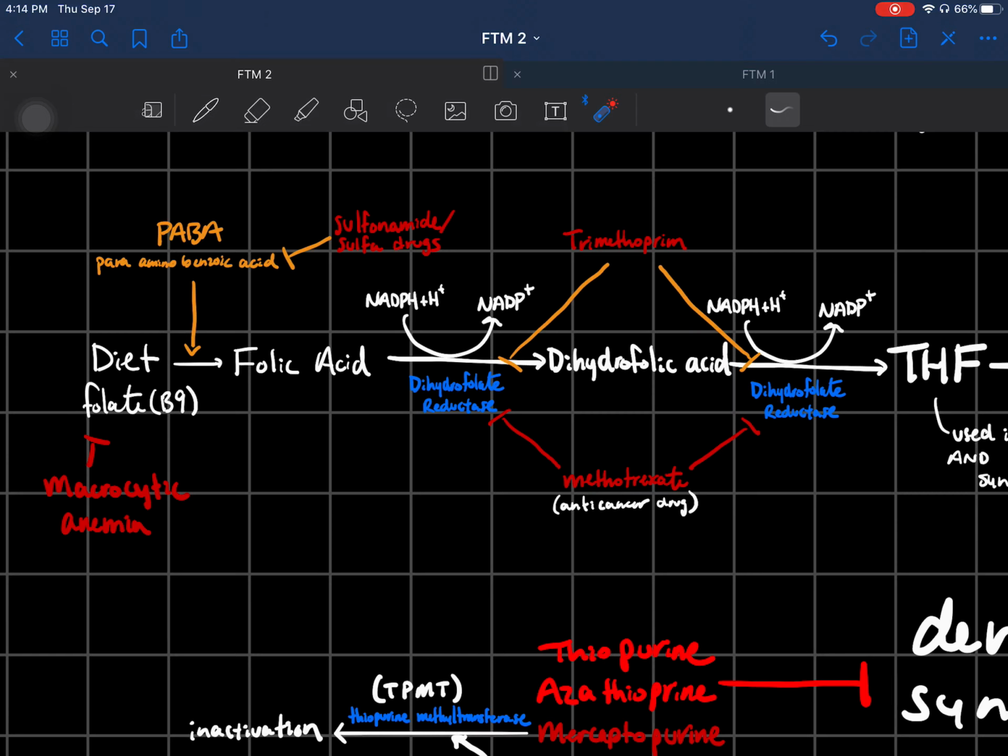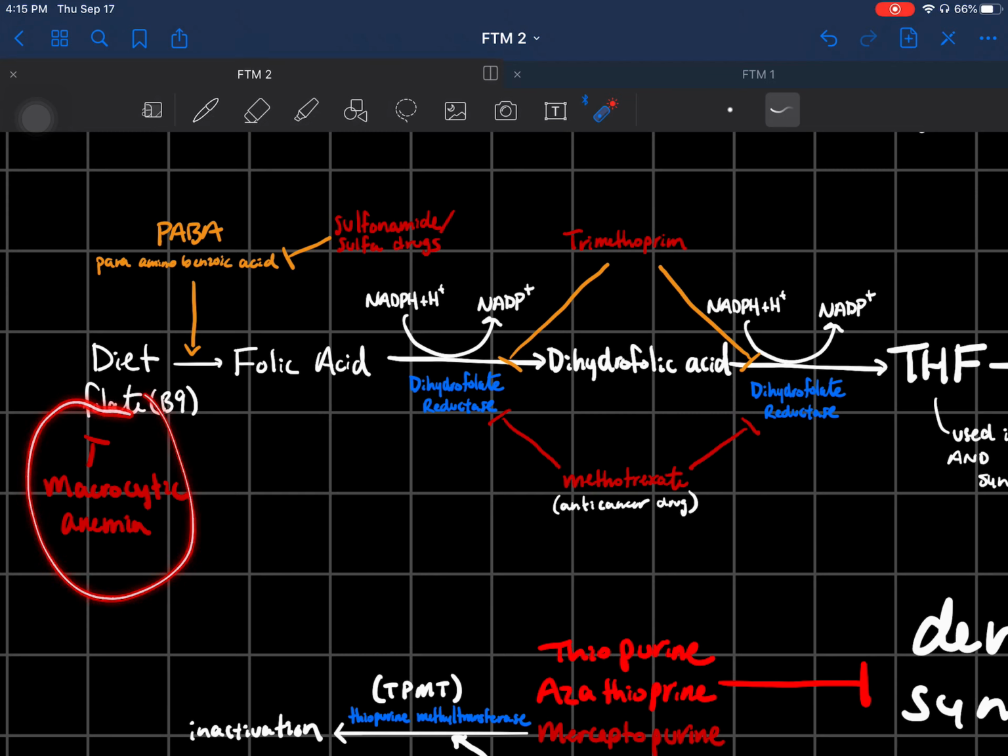Okay, and for prokaryotes, for bacteria, they can actually synthesize folic acid without the need of getting it from our diet, and they can do so by making this product called PABA, which is para-aminobenzoic acid, and it's going to be inhibited by sulfonamide or sulfa drugs. So if we look here, trimethoprim is going to be the inhibitor of the prokaryotic form of dihydrofolate reductase.